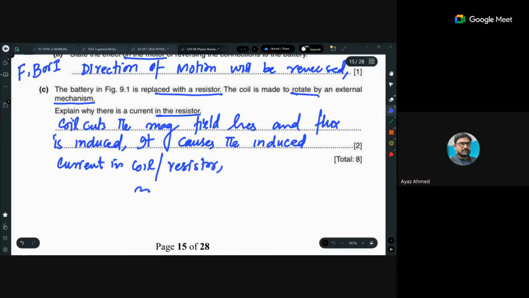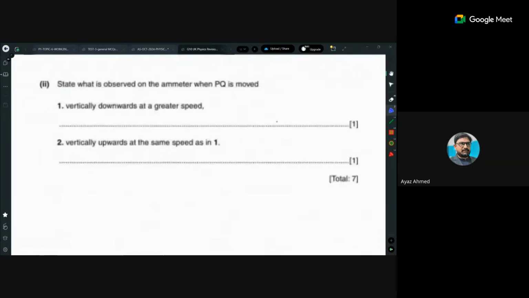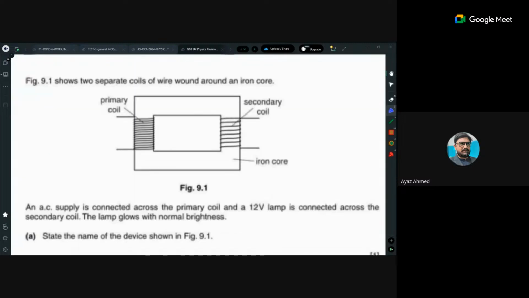Okay, is it clear to you? Could you explain a little bit more, sir? Yes. If you are going to rotate a coil in a magnetic field, you know what happens? It actually cuts the magnetic field lines. Let me explain it. Any generator question?